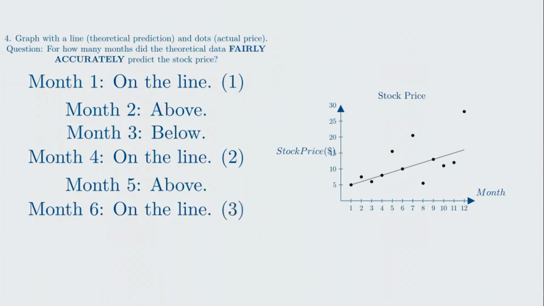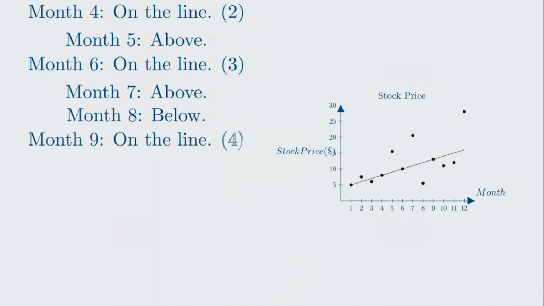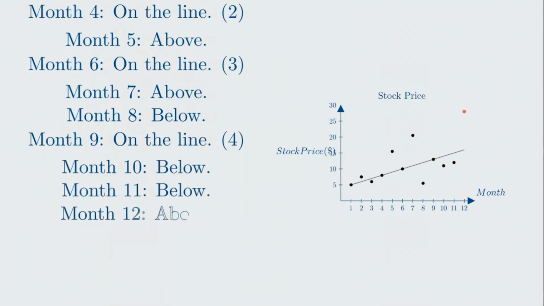That's a third month. Month 7 is significantly above the line. Month 8 is significantly below. Month 9 looks to be perfectly on the line at $13. That's a fourth month. Months 10 and 11 are clearly below the line, and month 12 is significantly above. So we've identified 4 months where the actual price points appear to be exactly on the predicted line.